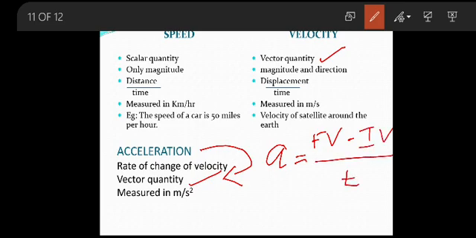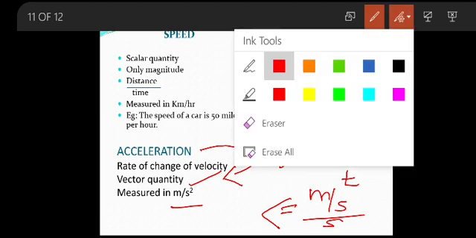Now let us derive the unit of acceleration. What is the unit of velocity? Meter per second. Meter per second divided by time, in the denominator you have time, so the unit of time is seconds. Hence we got meter per second square as the unit of acceleration.